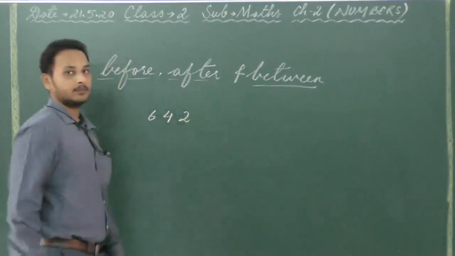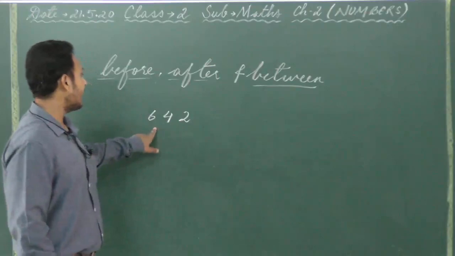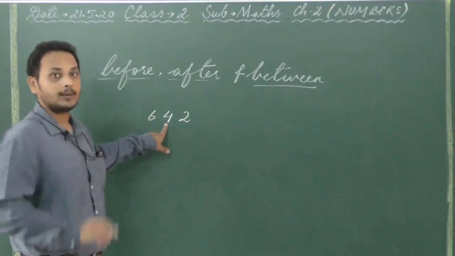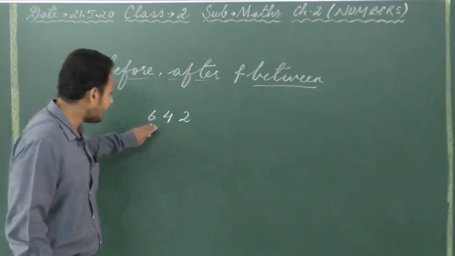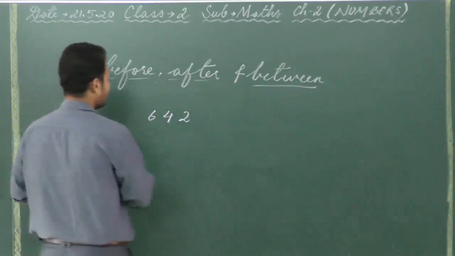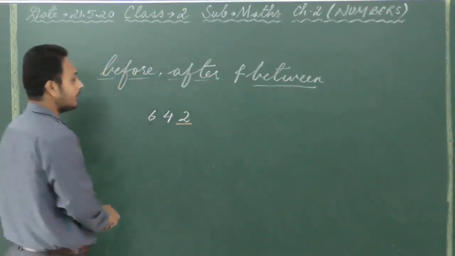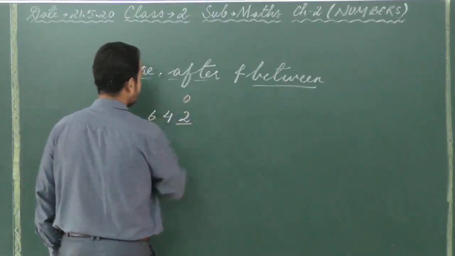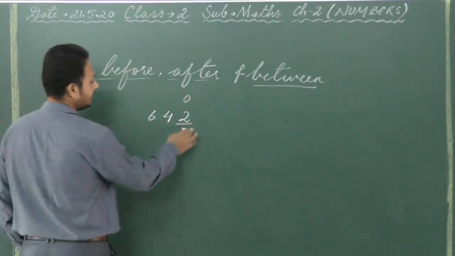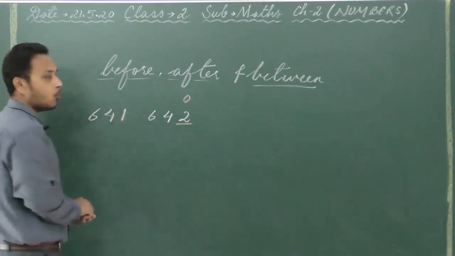Suppose you take any number, say for example 642. Now if I tell you write the number that comes before this. Now pay attention to what I am saying. If I tell you write a number that comes before this, what is the meaning of before? When you change before, that means you're going to change the number in the ones place. So before 642, we'll get 641.